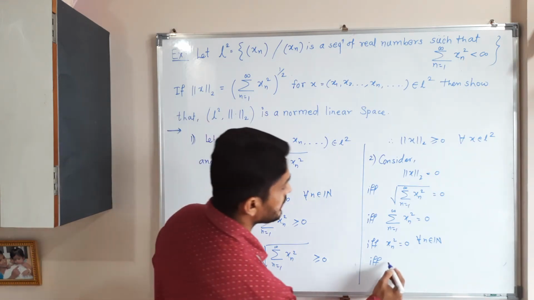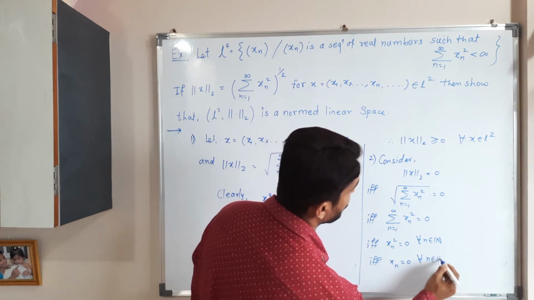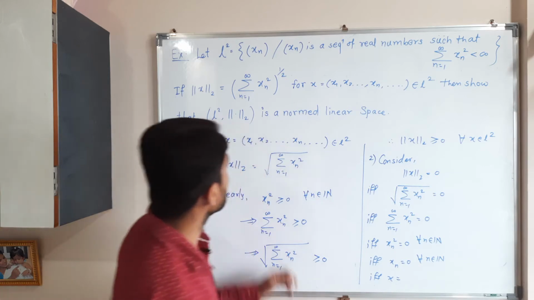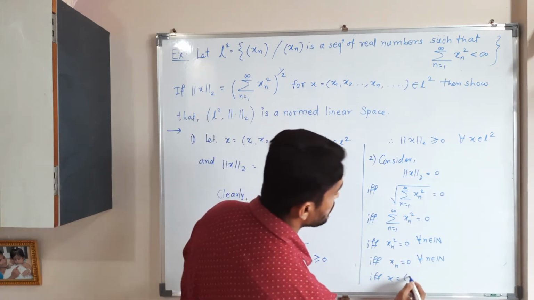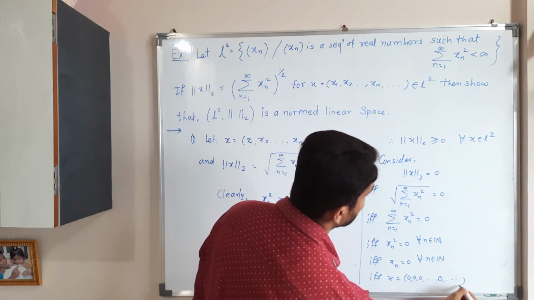So that means xn is equal to 0. This is true for each n belonging to the set of natural numbers. So that means our x, which is actually x1, x2 and so on, xn and so on, but all of them are 0. So x will be 0, 0, 0, 0, 0, all entries will be 0.